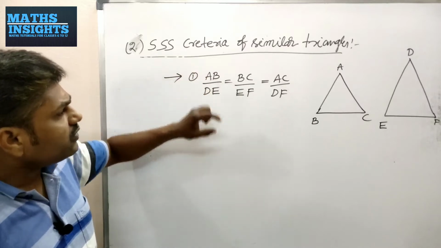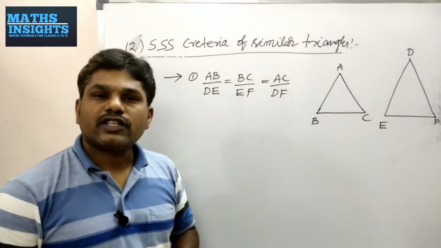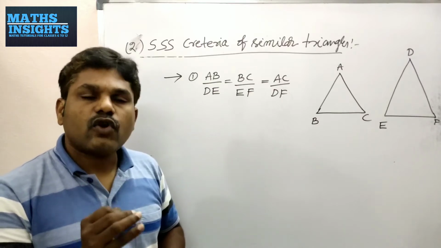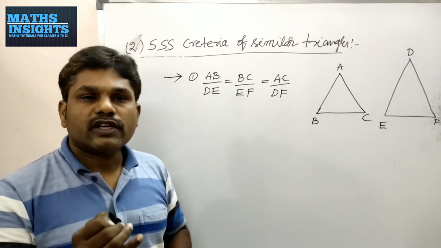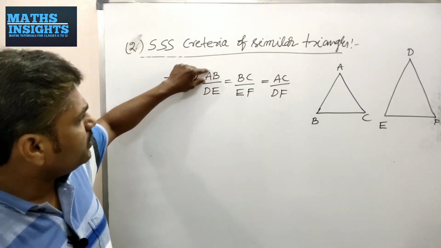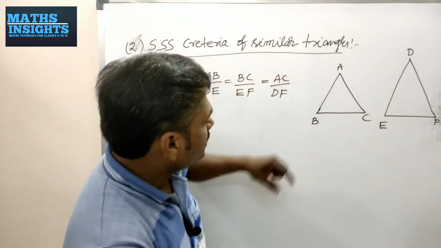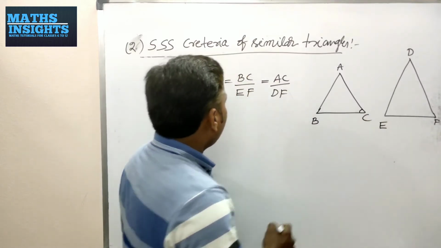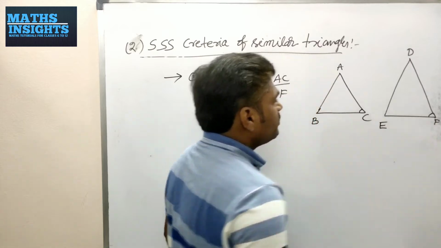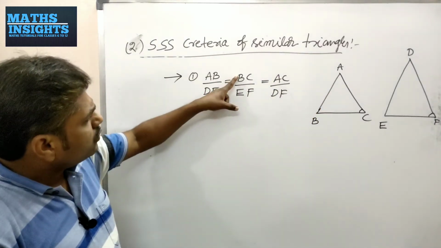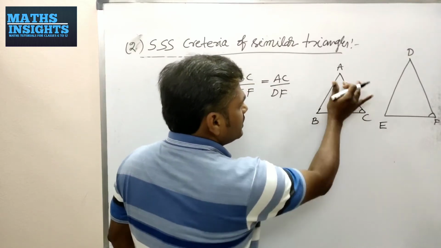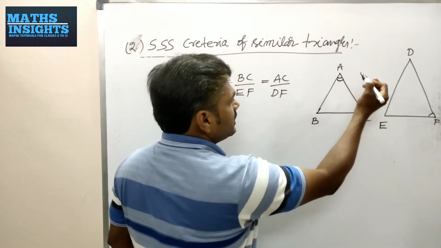But whenever the ratio of corresponding sides is equal, the angles opposite to them will become equal. See, in this case, AB and DE: for side AB you have this angle, and for DE this angle. These two angles will become equal. And also BC, this is the side BC, and the angle opposite to it is angle A.